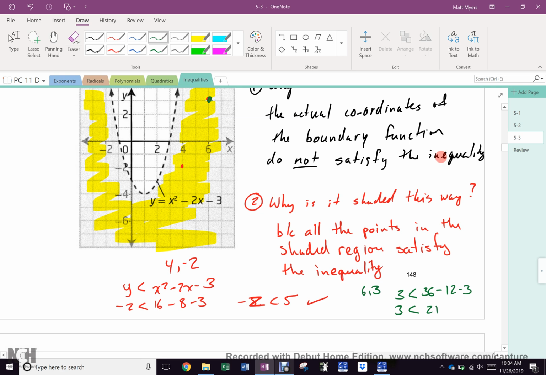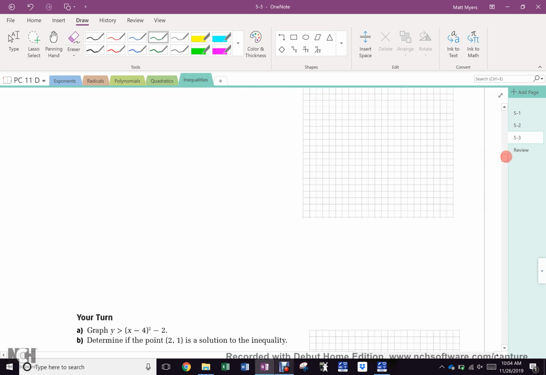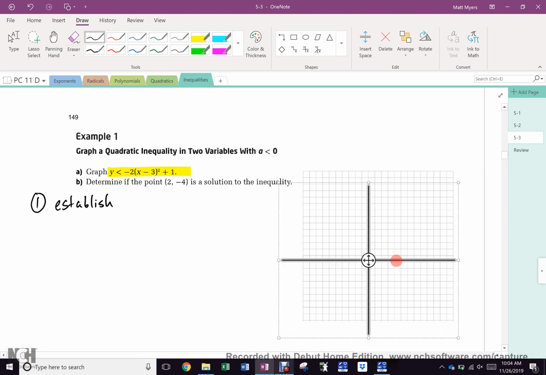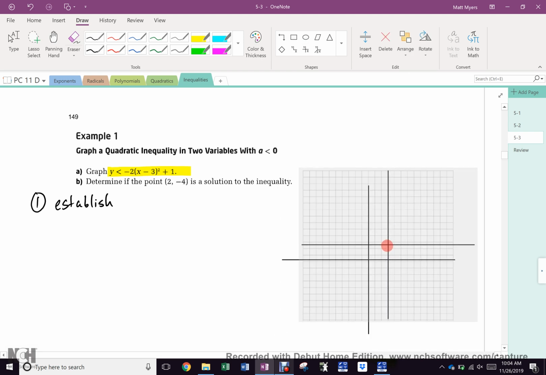Everybody's cool? All right, let's try and apply it. There's our parabola. Now, something is different here. What is different than all the other parabolas we've done so far? It's in vertex form, right? But we still need to establish what? What's the first thing our graph needs? What was the first thing we established when we had the line?